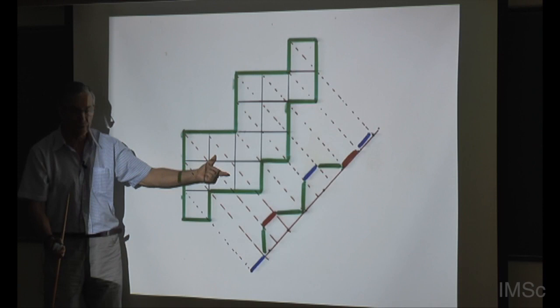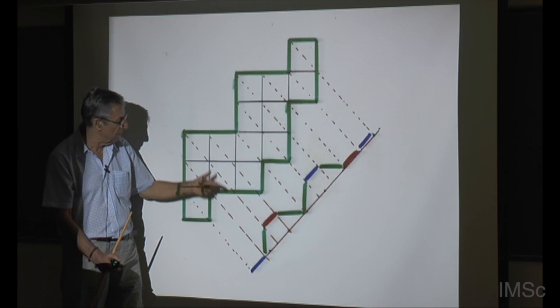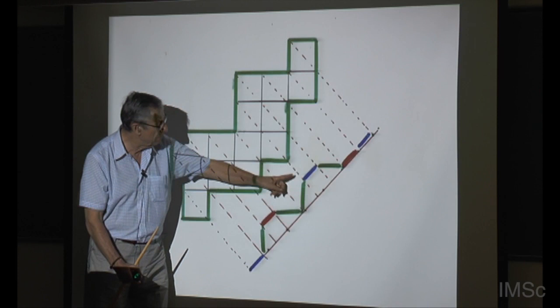So here I start at level zero. Here it increases by one, I am at level one. Now the width is fixed, so I continue at the same level. Now I decrease the width by one, I go back to level zero. Now I go back to level one. Now it's a blue step, etc.